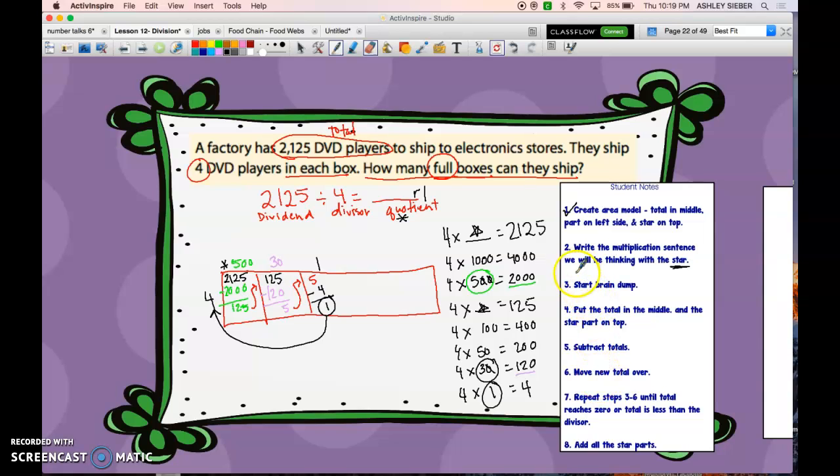Now, I've started my brain dump, total in the middle, star part on top. I subtracted totals, moved the new total over, and I've repeated steps 3 through 6 until my divisor is 0 or less, my quotient, my total, is less than my divisor. Now I'm just going to add all the star parts up. 531, so I get 531, remainder 1.